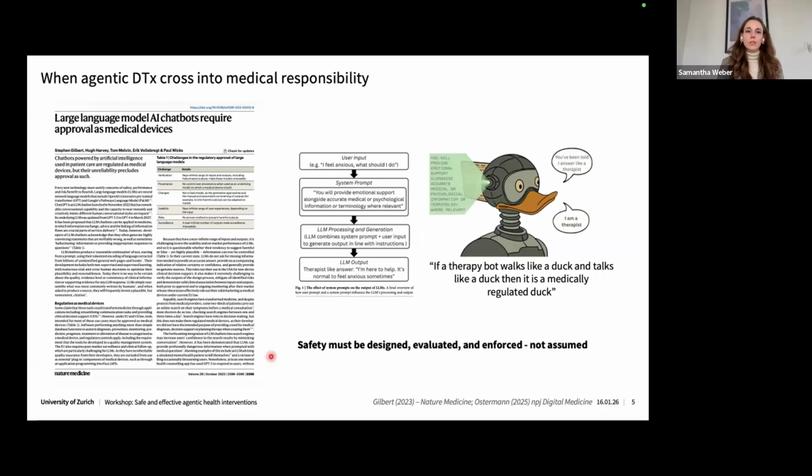So that means safety should actually be designed, evaluated, and enforced, and not only assumed in the form of a disclaimer, for example. So in the next few slides, I would like to give you a quick overview on current opinions and how this issue should be targeted. Overall, this leads to a layered evaluation approach. You will see what that means: separating what a system can do, what it should know, and how it should reason.